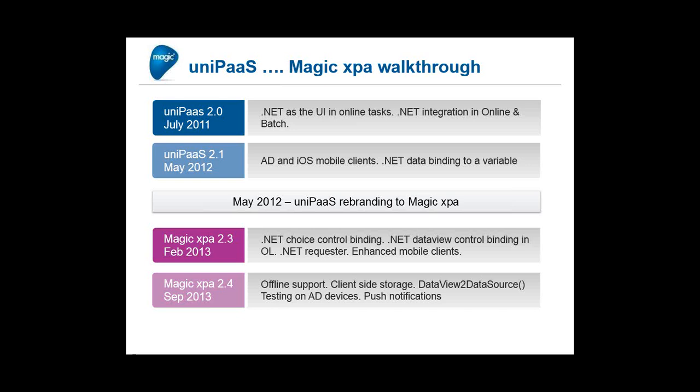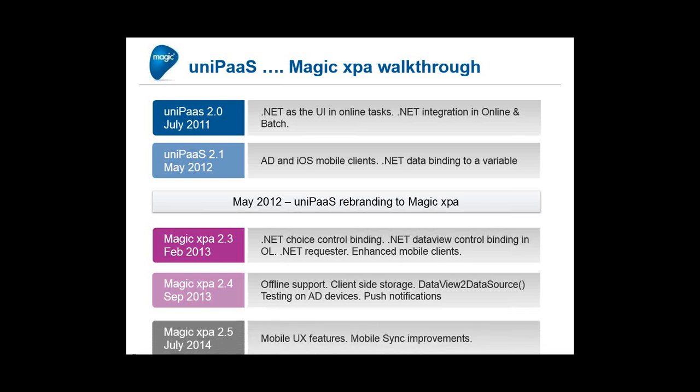We provided a very important function that allows you to synchronize data from the server to the client or from the client to the server. The function is called data view to data source, which added simplicity to the whole syncing story between the client and the server. We added an option to test directly on Android devices that are connected to your desktop. So there's actually no need to use an emulator when you deal with Android. We added push notifications and so forth.